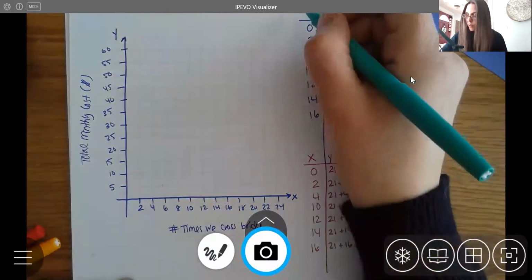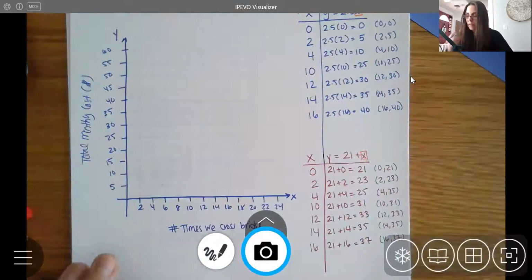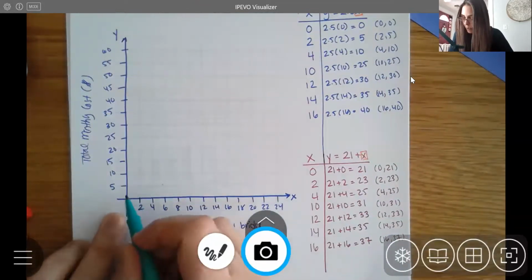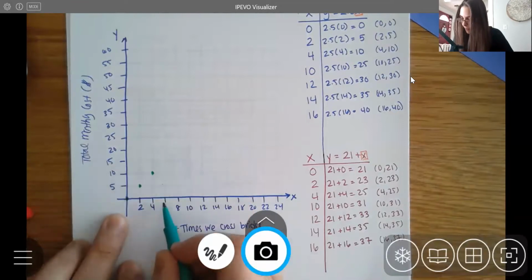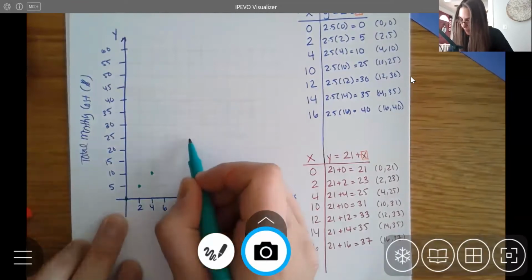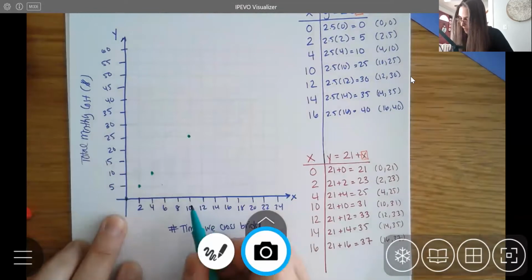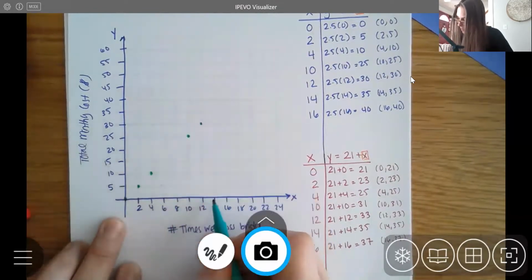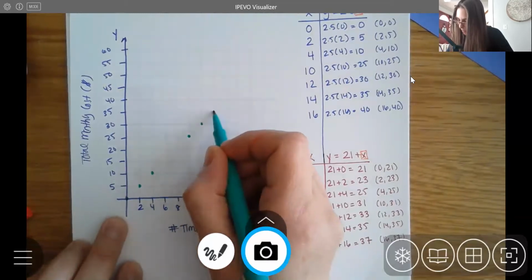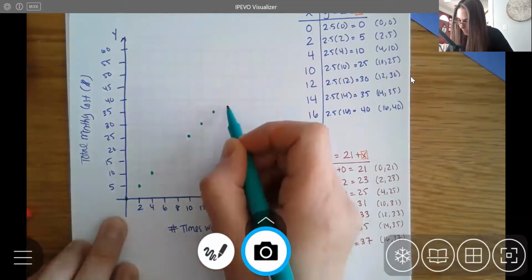All right, I'm going to do this first one in green. So I have 0, 0. I have 2, 5. I have 4, 10. Then I have 10, 25. Then I have 12, 30. 14, 35. And 16, 40.